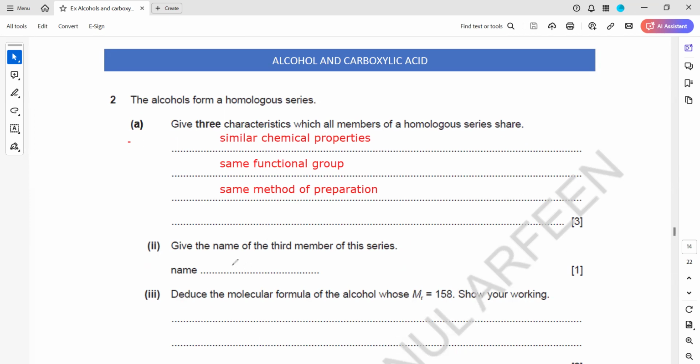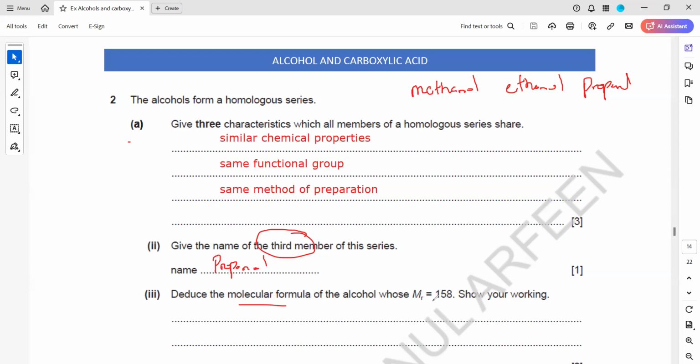So alcohols are there. Give the name of the third member. The first member is methanol. The second member is ethanol. And the third member will be propanol. So the name of the third member will be propanol.